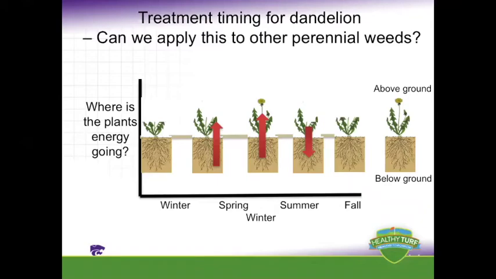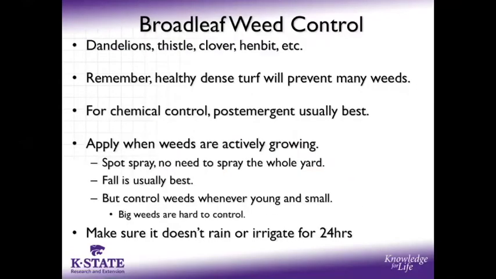So what is going on during the year? In the wintertime, the dandelion just sits there. Springtime, it's sending the energy to its leaves to grow new leaves. In the summertime, it wants to flower, so it sends those flowers up to the top. And then in the fall, it's taking the energy back down to the roots because it knows it's got to hibernate for the winter. In the wintertime, it sits there. So when is the best time to treat this weed to try to get rid of it? Fall.